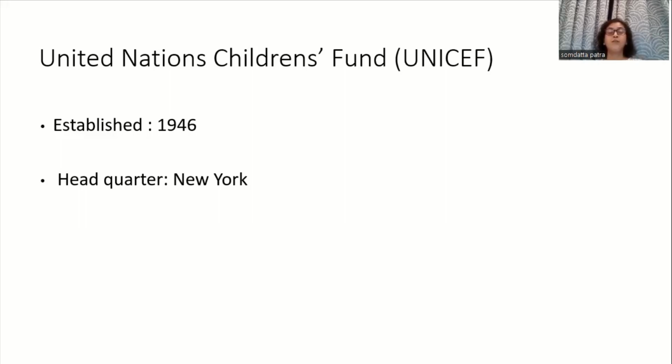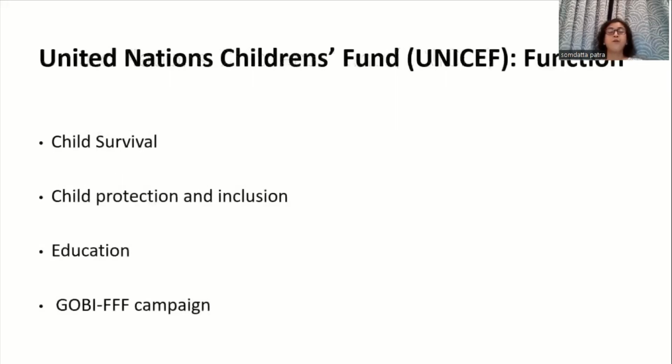Its headquarters is at New York. Its functions are child survival, child protection and inclusion, and children's education. A flagship program is known as GOBI FFF. It's an acronym. G stands for growth monitoring. O stands for oral rehydration. B stands for breastfeeding. I stands for immunization. FFF are female education, family spacing, and food supplements.